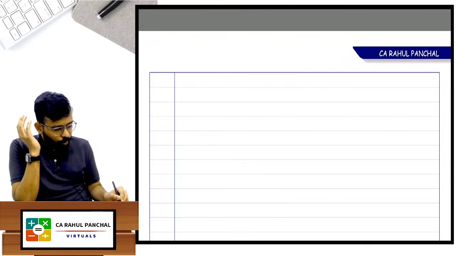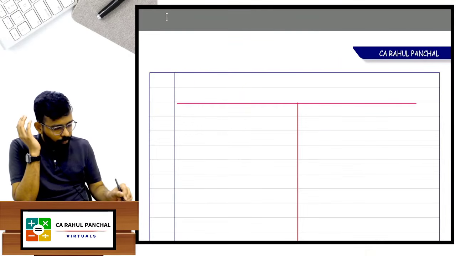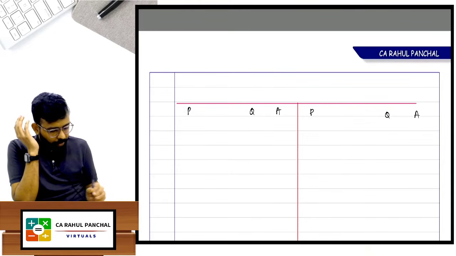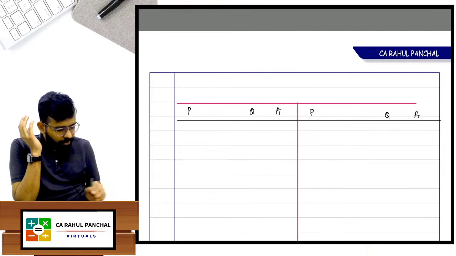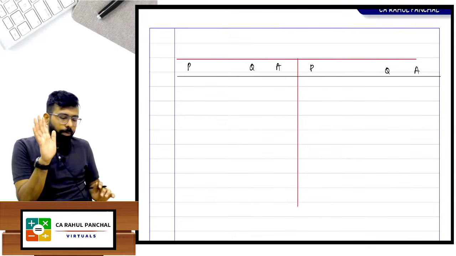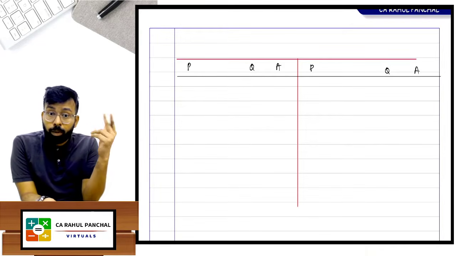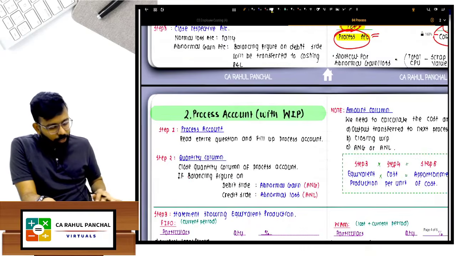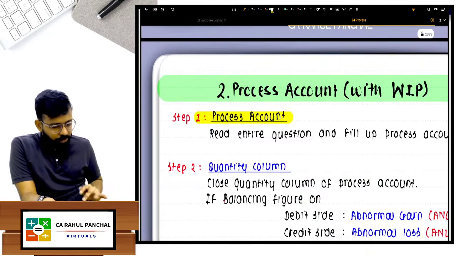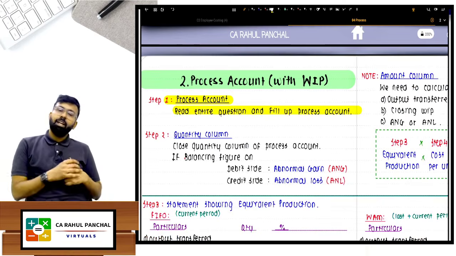First, again, you guys have to make the process account here. Particulars, quantity, amount. Particulars, quantity, amount. You're gonna make the account. ठीक है sir. Once you make the account, इसके आगे क्या? Again, it has 6 steps. Step number 1: read the question. Whatever is there in the question, just transfer it to the process account. Read the entire question and fill up the process account.